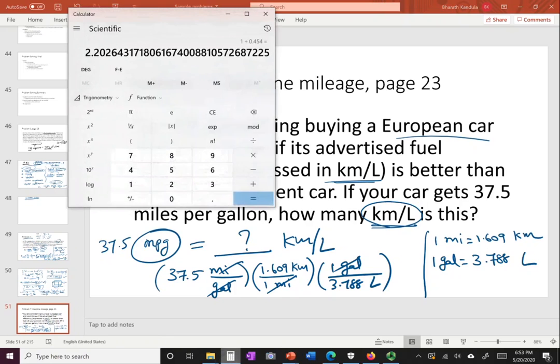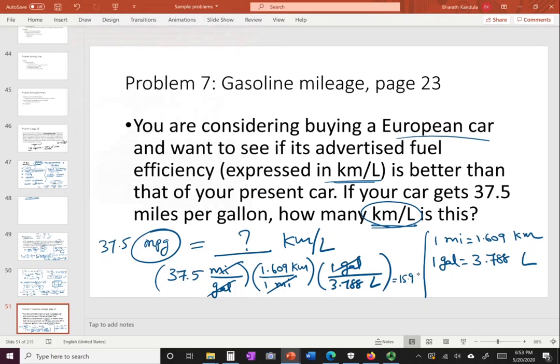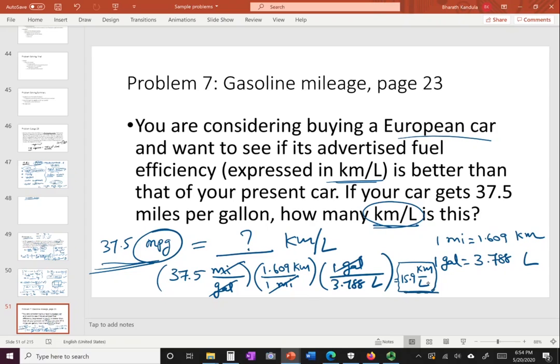Okay, so simple, 37.5 times 1.609 whole thing divided by 3.788. Okay, so you get 15.9 kilometer per liter. Understand? 15.9 kilometer per liter. You see, so this is the fuel efficiency of your present car. So 37.5 miles per gallon means 15.9 kilometer per liter.